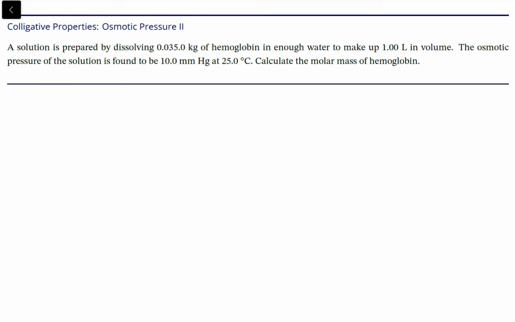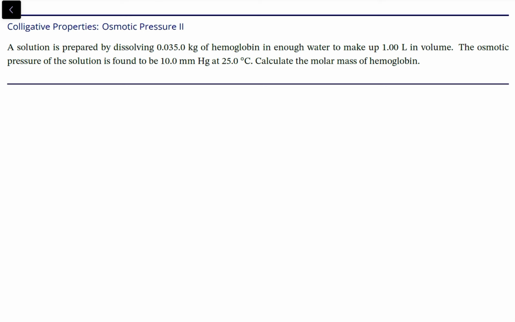Okay, so let's look at another example on osmotic pressure. In this one, we're told the solution is prepared by dissolving 0.035 kilogram of hemoglobin in enough water to make up a 1 liter volume. So in other words, it's a 1 liter solution. The volume of the solution is 1 liter. The osmotic pressure of the solution is found to be 10 millimeter mercury at 25 degrees Celsius. Calculate the molar mass of hemoglobin.